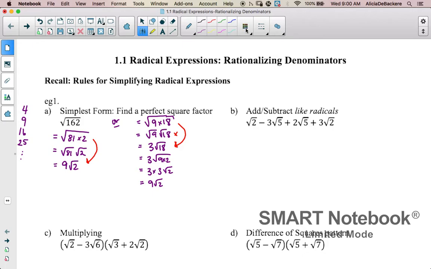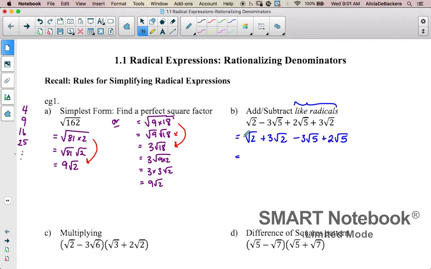All right, so for our next question, we're looking at adding and subtracting. We can only add and subtract like radicals. So that means that they have to have the same number underneath the square root. So the first thing I'm going to do here is reorganize this list and put my like radicals together. So root 2 is my first term, and a like root would be 3 root 2. It's a positive 3 root 2, so I'll bring that with it. And then here my other two terms are minus 3 root 5 and plus 2 root 5. Because they're both root 5s, I'm also going to collect those together.